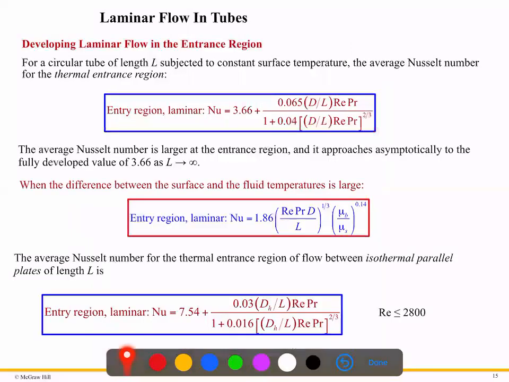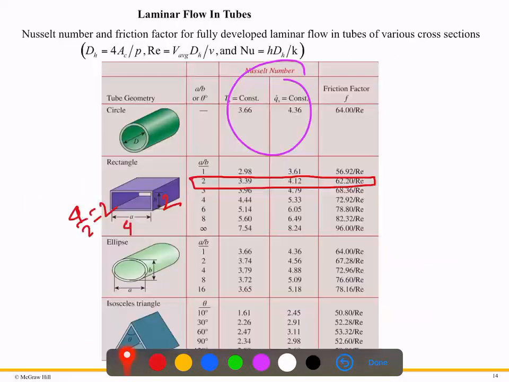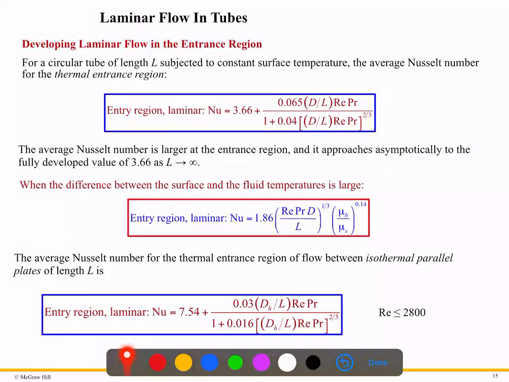And how can you calculate the entrance region? If it is laminar flow, for the entrance region we calculate these expressions for the Nusselt number. If the length is long enough, you see it will be 3.66. Look here, it is 3.66. So it depends. For the fully developed value, it will be 3.66, and this term will be about 0. And when the difference between the surface and the fluid temperature is large, then we'll use these expressions.